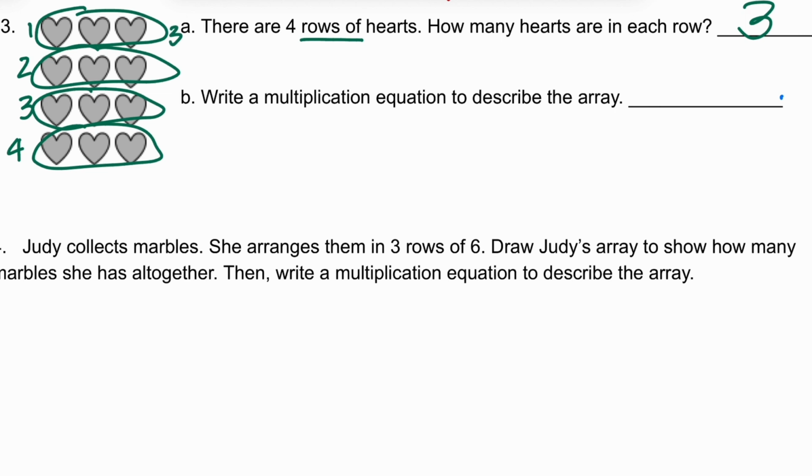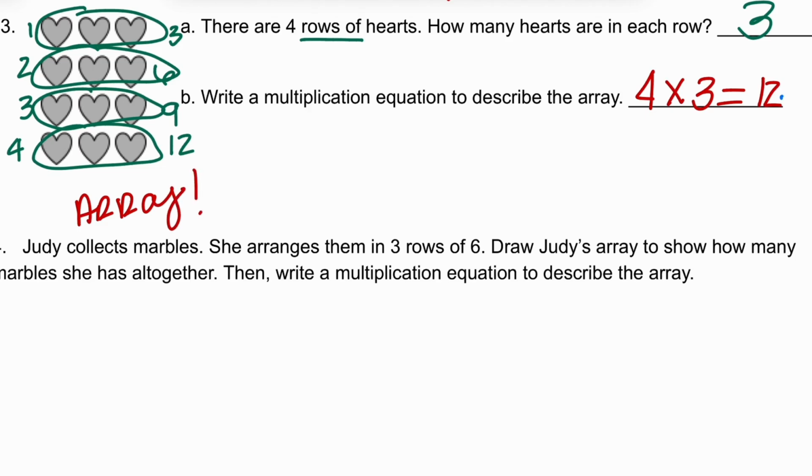3, 6, 9, 12. If you want to skip count by 3s, you'll get your multiplication equation a little bit better. And if I do that here, I would write that out as 4 times 3 equals 12. Do you think you could tell me the commutative property of that? The commutative property of 4 times 3 equals 12 is 3 times 4 equals 12. All right, so this was a question of an array.